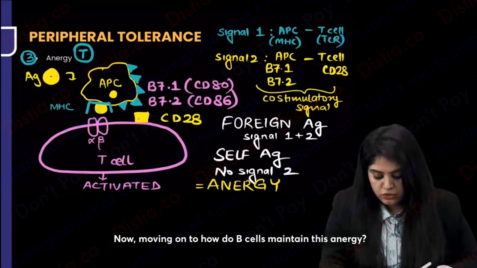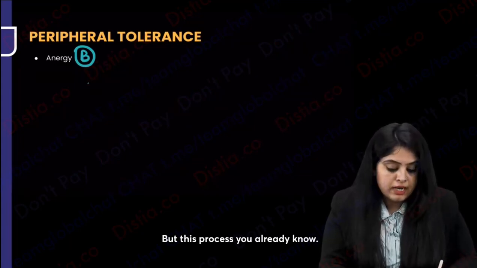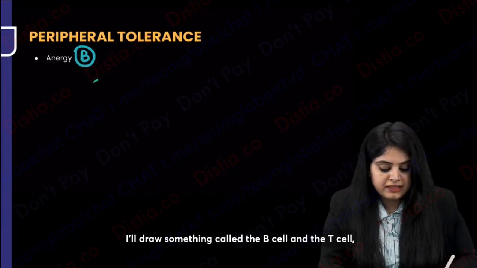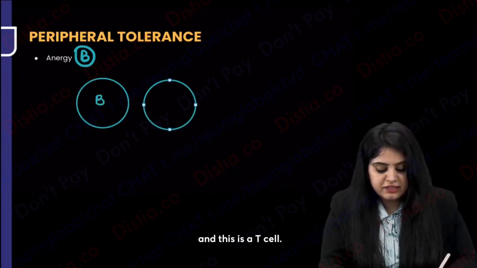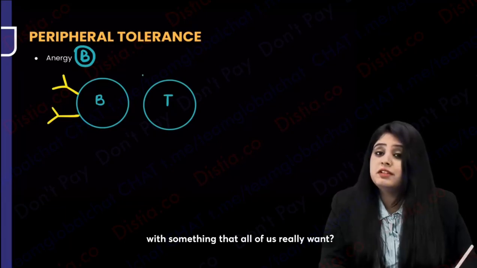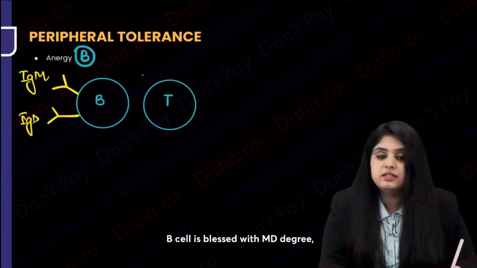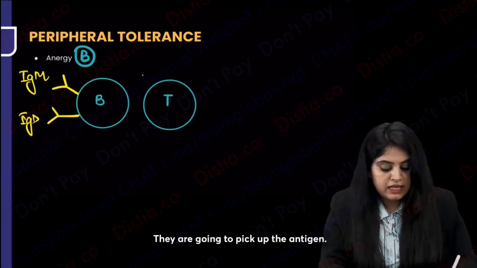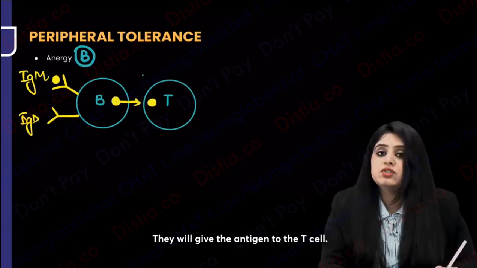Now, moving on to how do B cells maintain this anergy? But this process you already know. I'll draw the B cell and the T cell, which you have already studied. So this is the B cell, and this is a T cell. Have I already told you that the B cell is blessed with something that all of us really want? The B cell is blessed with an MD degree, IgM and IgD. They are going to pick up the antigen and give the antigen to the T cell.